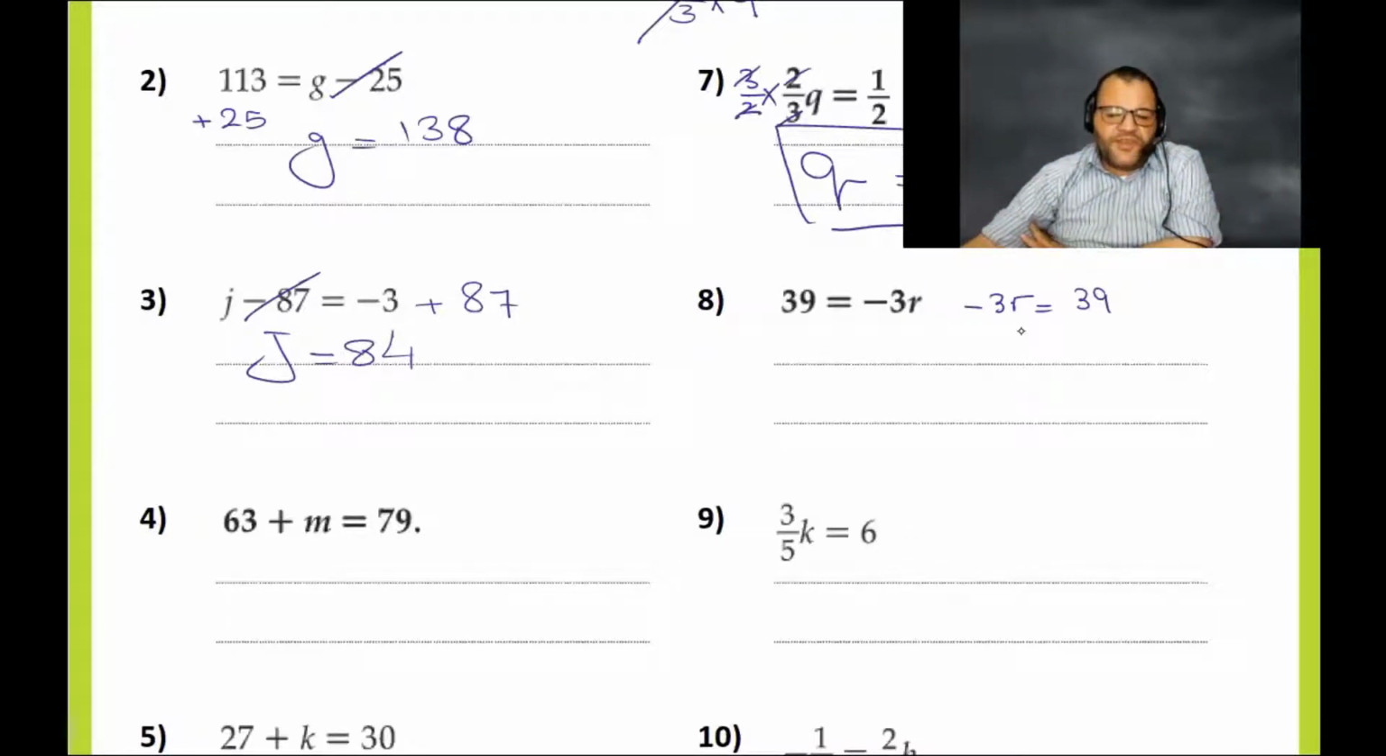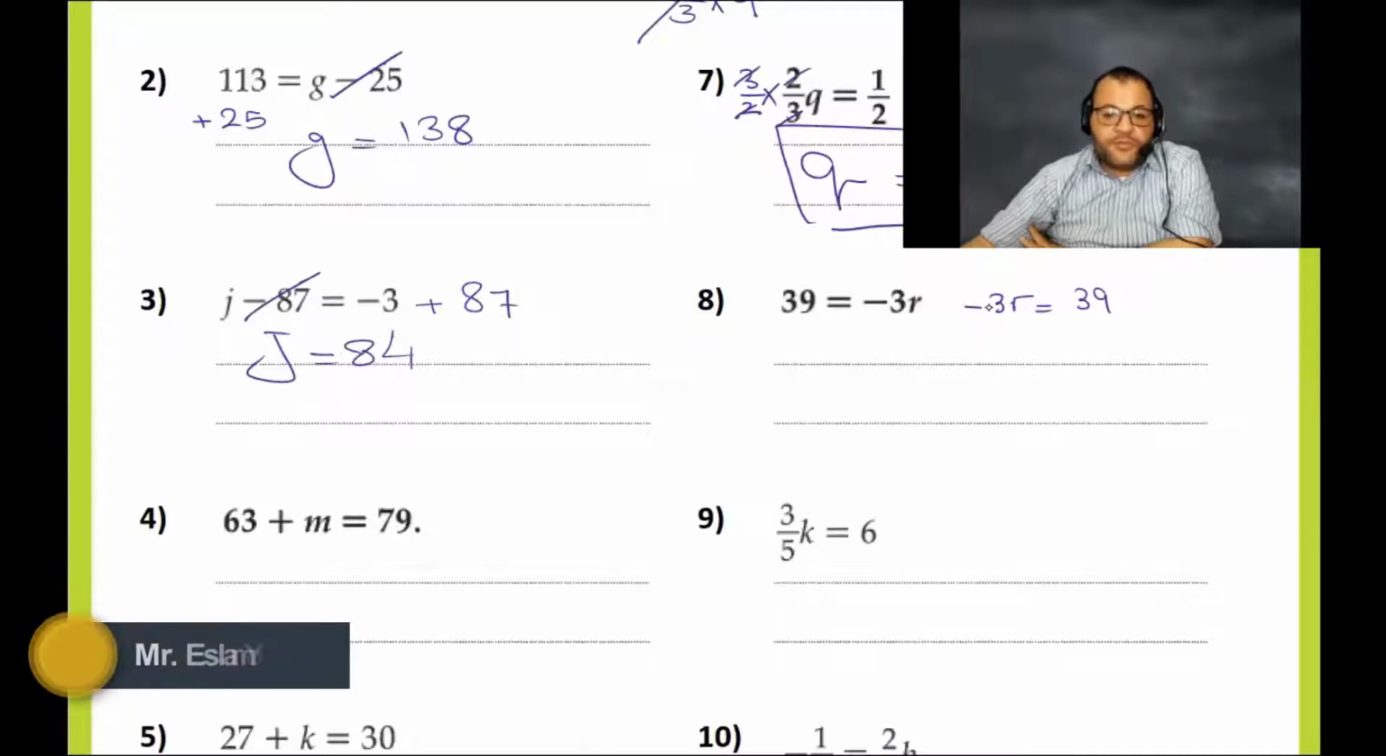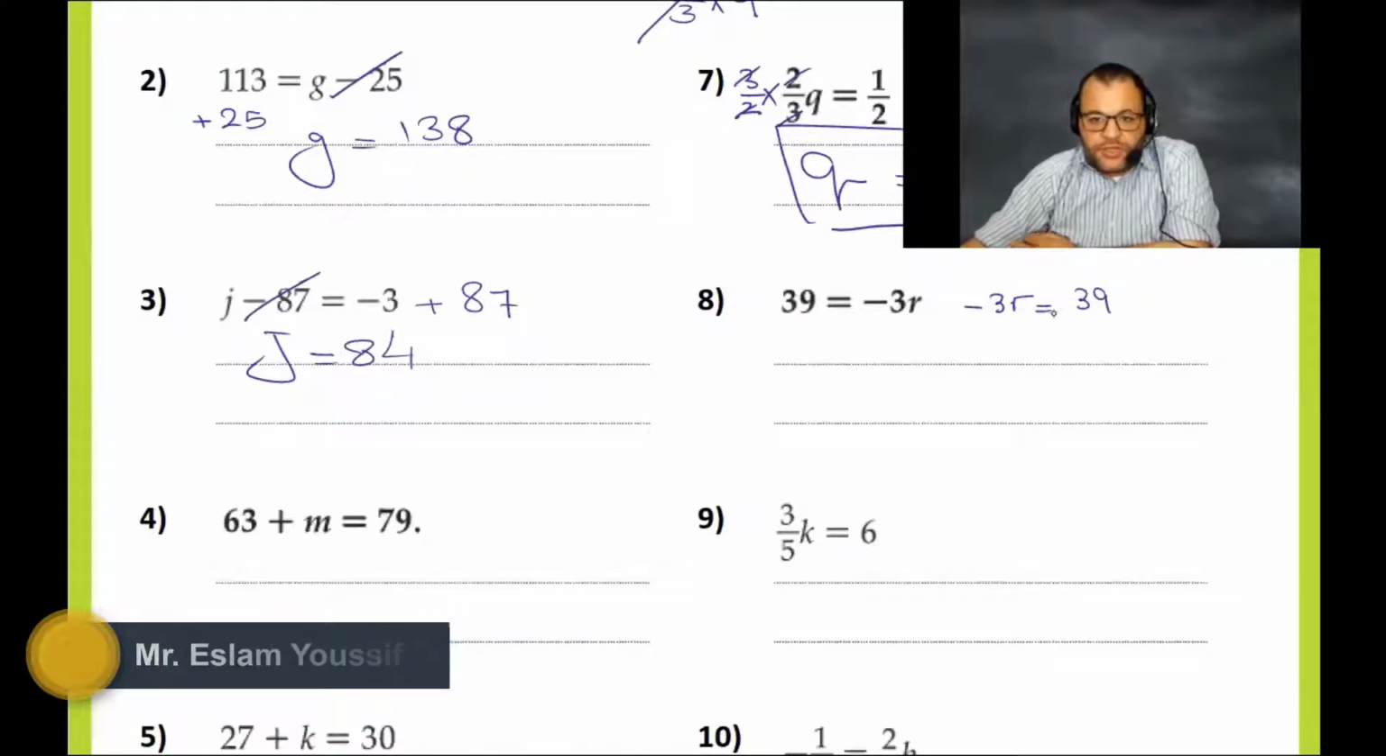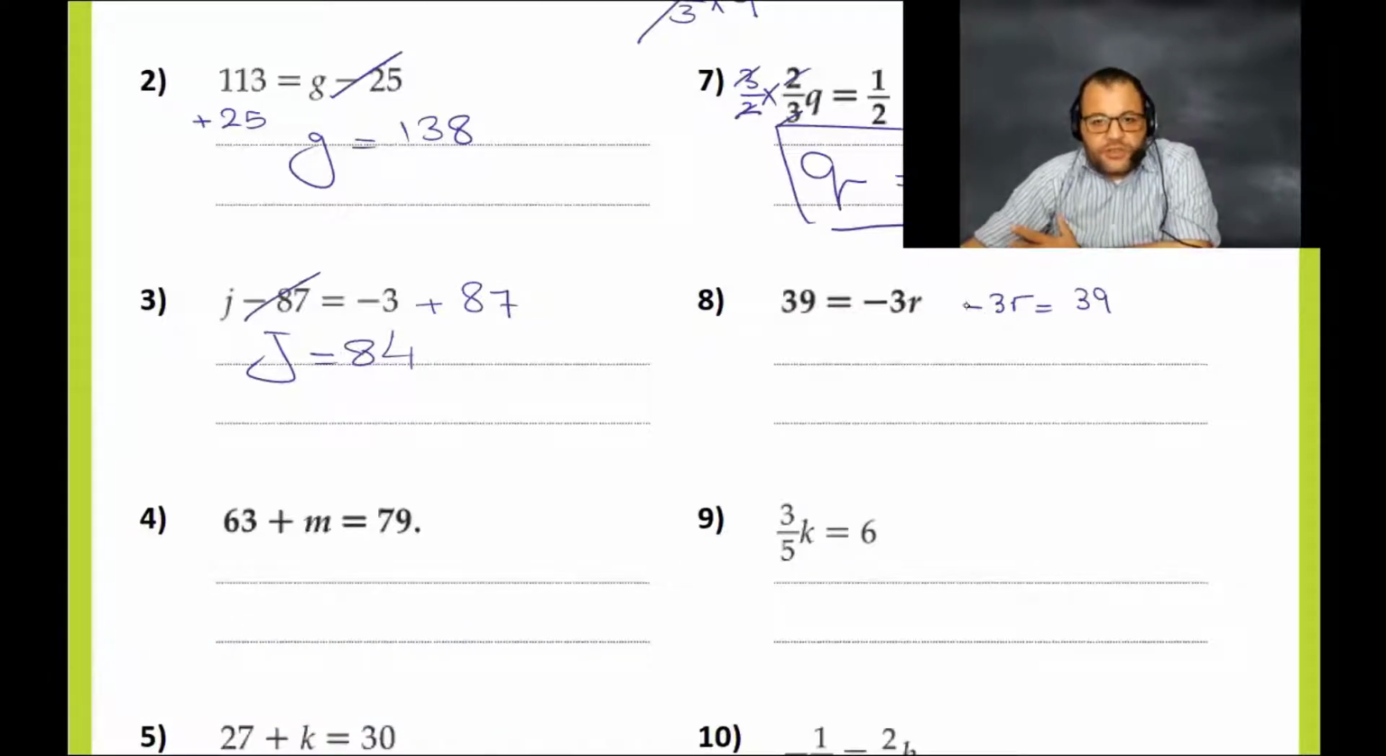Because you have -3 times r, if you find any number beside r, it means multiply by r. For the multiplication, we use the inverse operation. What is the inverse of multiplication? Division. So divide by -3. Because you divide here by -3, just divide here also by -3. r equals -13. 39 divided by -3 equals -13. Any problem for this one?